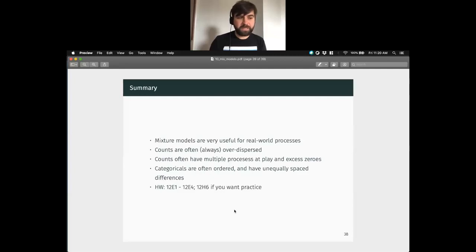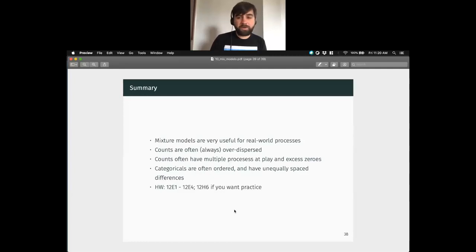But again, the goal here is you may never use some of these models. You're almost certain, if you do ever run a count model, though, overdispersion will be a part of your life. If you do ever work with survey data, then ordered categoricals are likely to be a part of your life. If you ever work with count data, zero inflation is almost certain to be a part of your life.